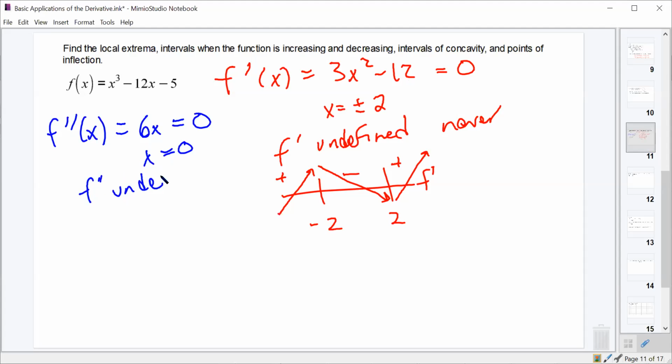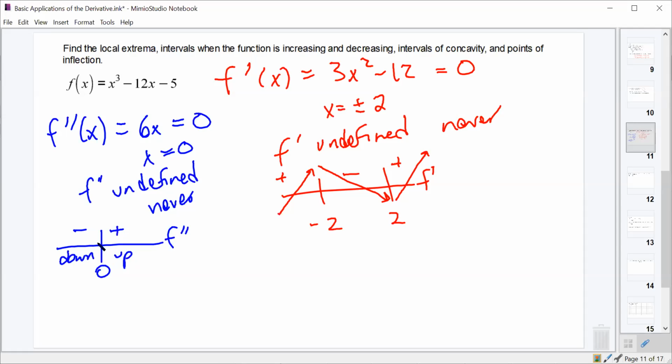We'll say that it is undefined never. Once again, because that's a polynomial. So it's never undefined. And we'll make a sign chart for our second derivative. If we plug in something positive to our second derivative, we get a positive. And if we plug in something negative, we get a negative, which tells us that we're concave down here and concave up here. And since there was a change in concavity at x equals 0, it tells us we have a point of inflection at x equals 0.